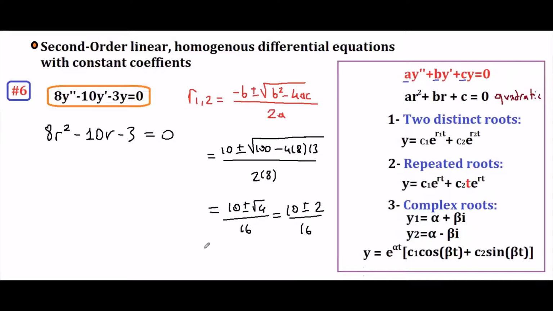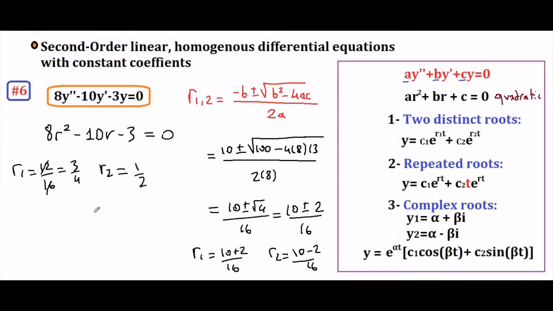Now we can separate this fraction. r1 will be 10 plus 2 over 16, and r2 will be 10 minus 2 over 16. 10 plus 2 over 16 is 12 over 16. If you divide both top and bottom by 4, you obtain 3 over 4. And our r2 is 8 over 16, which is 1/2. So our general solution will be C1 times e to the 3/4 t plus C2 e to the 1/2 t.